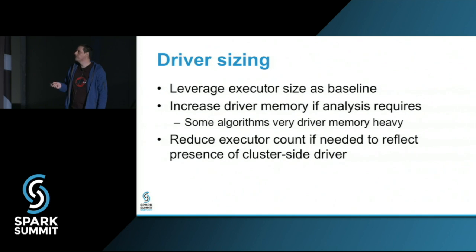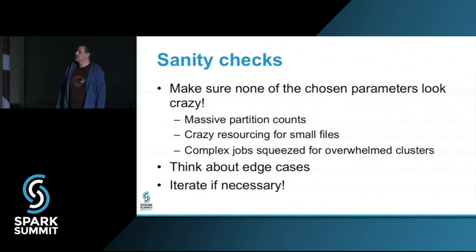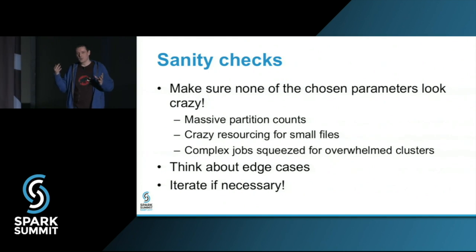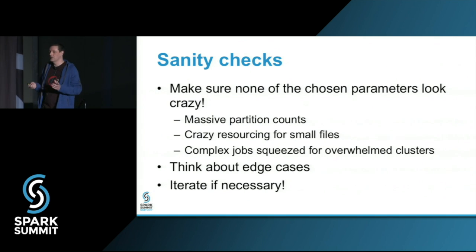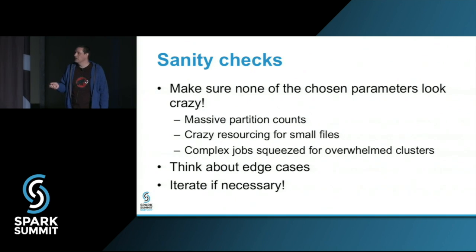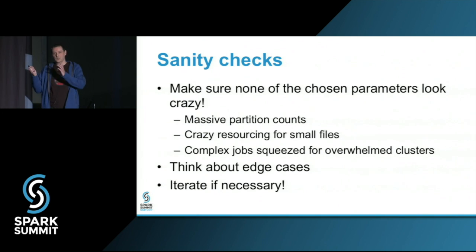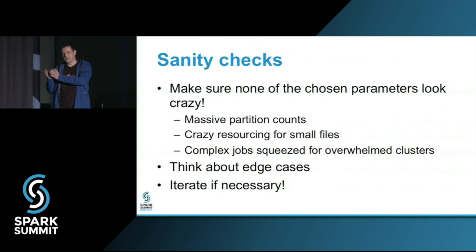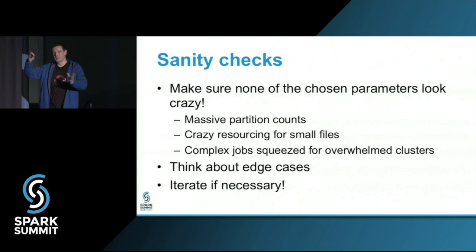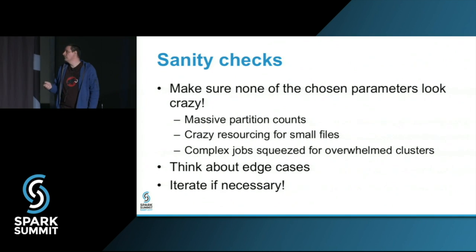And then finally, sanity checks. This is a fairly generic, broad algorithm, so there are always going to be edge cases, and you want to make sure the algorithm doesn't do anything too crazy. Make sure that you're not spinning up crazy partition counts, and that the resourcing for small files is not over the top. In the initial version of this, we actually had a special path for small files, such that they didn't go through this logic, but we said, let's just throw a couple of executors at these rather than trying to push them through the normal logic.